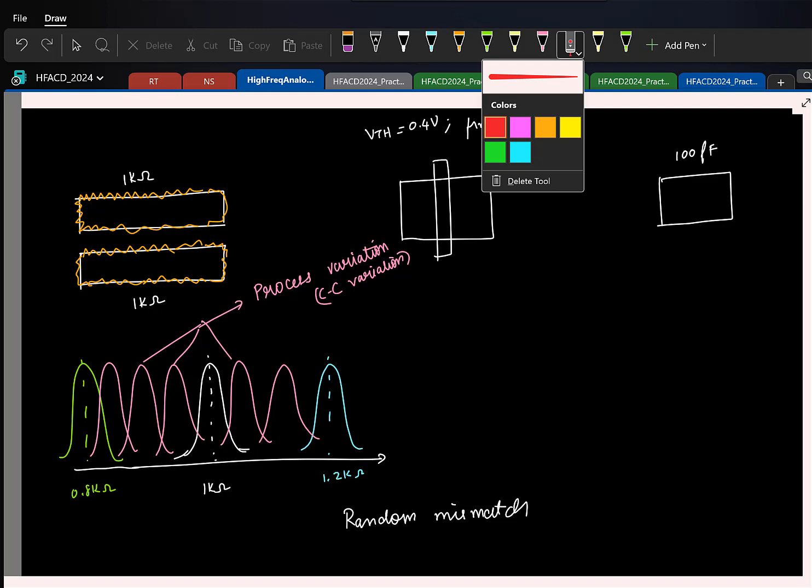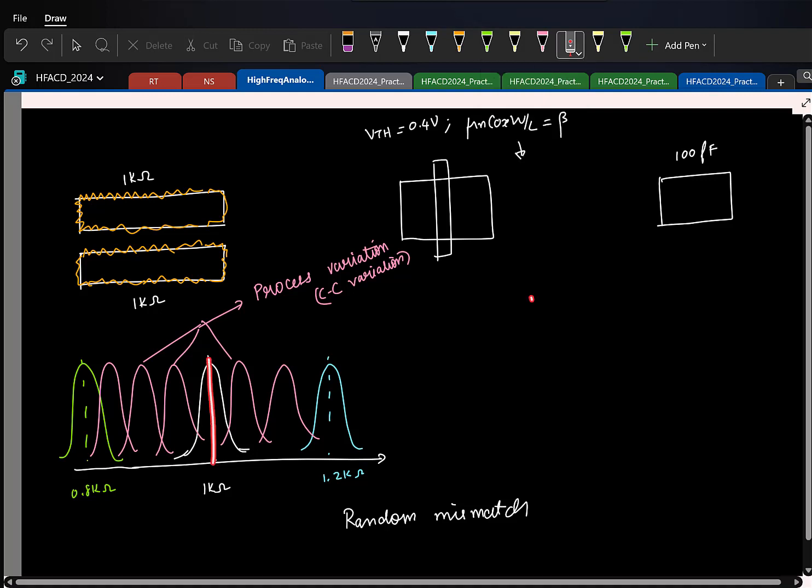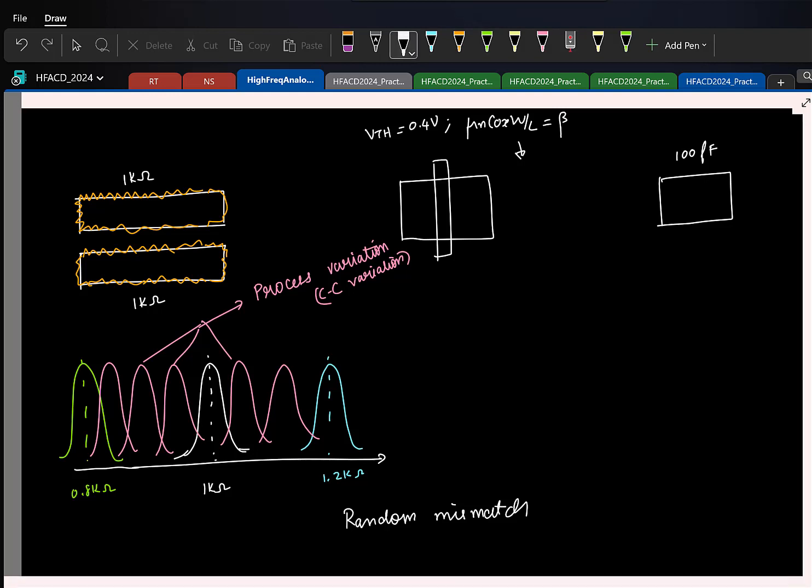And on top of it, in a particular chip, around the mean value, you will have variation. That is what is referred to as the random mismatch. So this is basically intra-chip or intra-die variation.